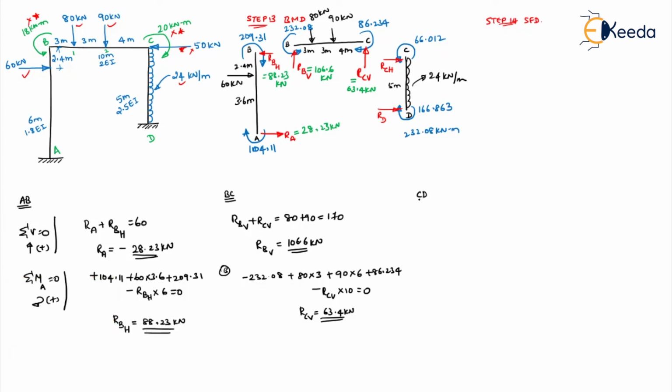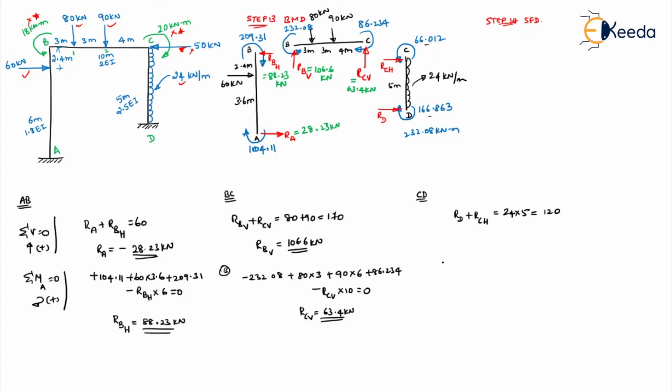Now for the final member, that's your CD. So what will happen? RD plus RCH will be equal to 24 into 5. Okay, so that will be equal to what? 120. Now see here, you cannot do total load by 2 because this moment is different and this moment is different. Okay, so that's your 120.